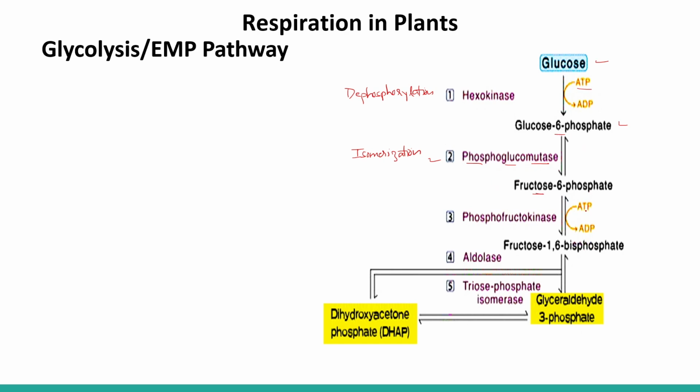The next step is again phosphorylation. This is the second phosphorylation, and fructose 1,6-bisphosphate is formed.